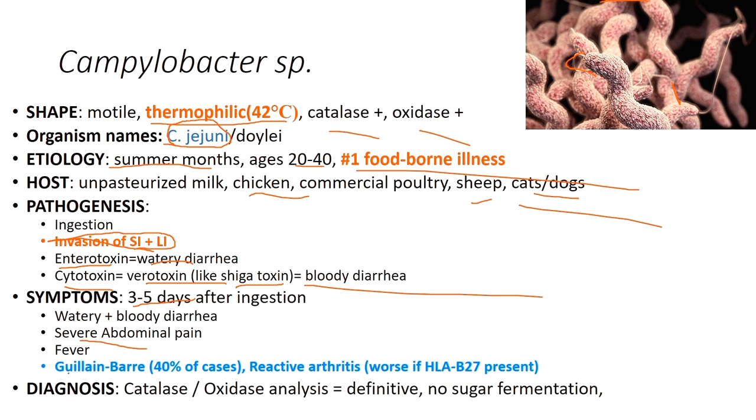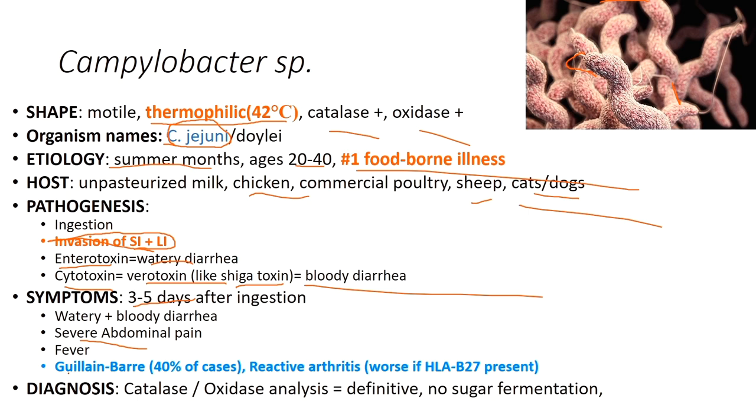We also have reactive arthritis. This is worse with patients that have HLA B27. Remember, that is associated with your ankylosing spondylitis. So reactive arthritis with infections is going to be more prone in patients that have HLA B27 present. These are catalase and oxidase tests we can do, and these guys do not ferment any sugar.